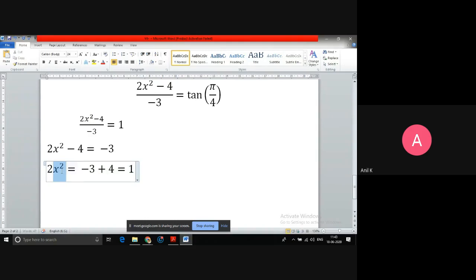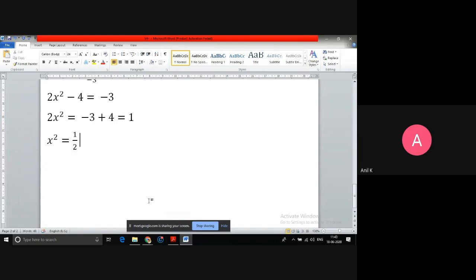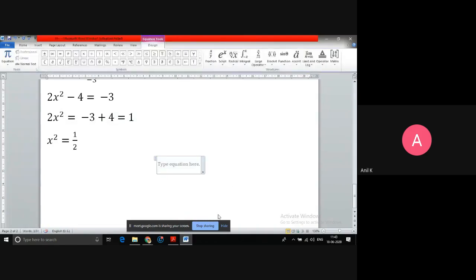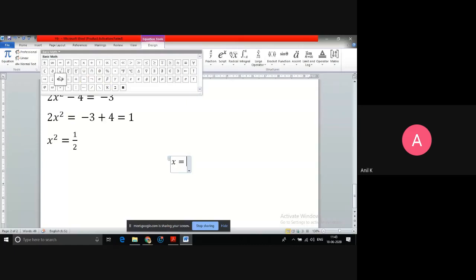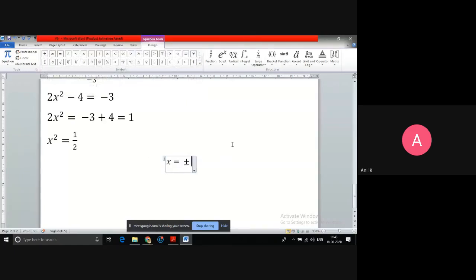Then I'll get x square equals to 1 upon 2. If x square equals to 1 upon 2, I think you know what the x value will be. Let me insert the equation so it will look proper. So you have x equals to plus or minus, where is plus or minus? Yeah, here it is. Plus or minus, fraction will come.